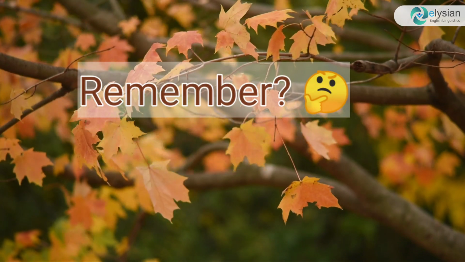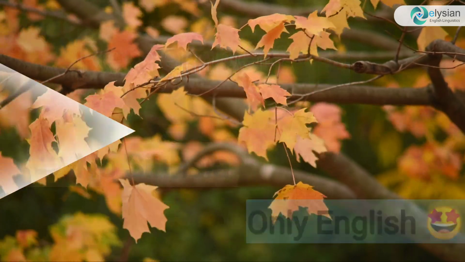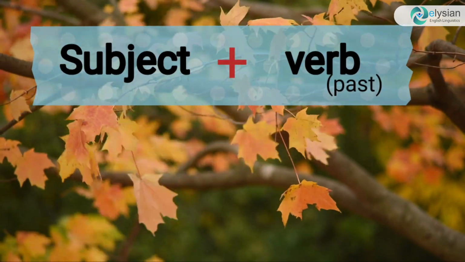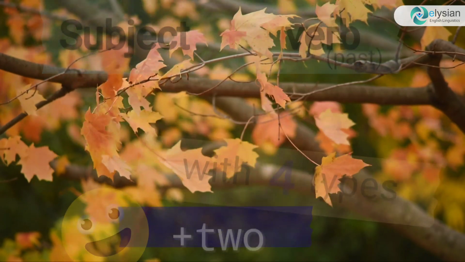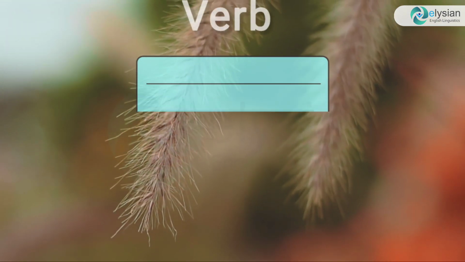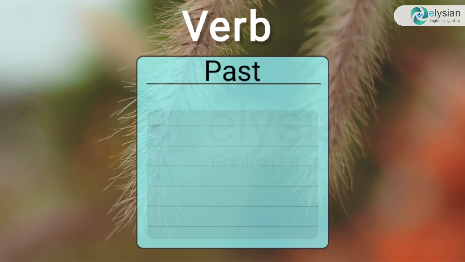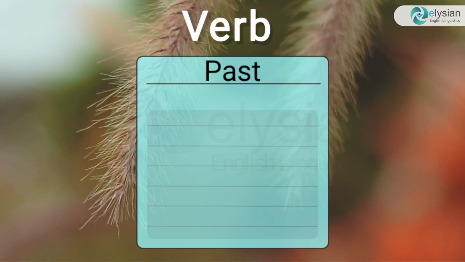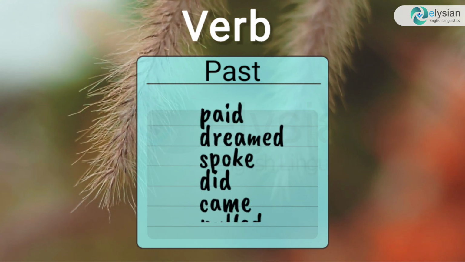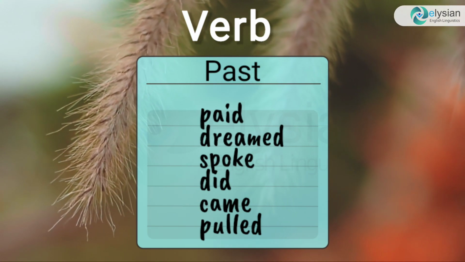Remember, when we do our lesson, no Sinhala, only English. Subject with past with 4 types plus 2. In this pattern, we need to use past verbs. So let's take some examples for past verbs. Paid, dreamed, spoke, did, came, pulled.